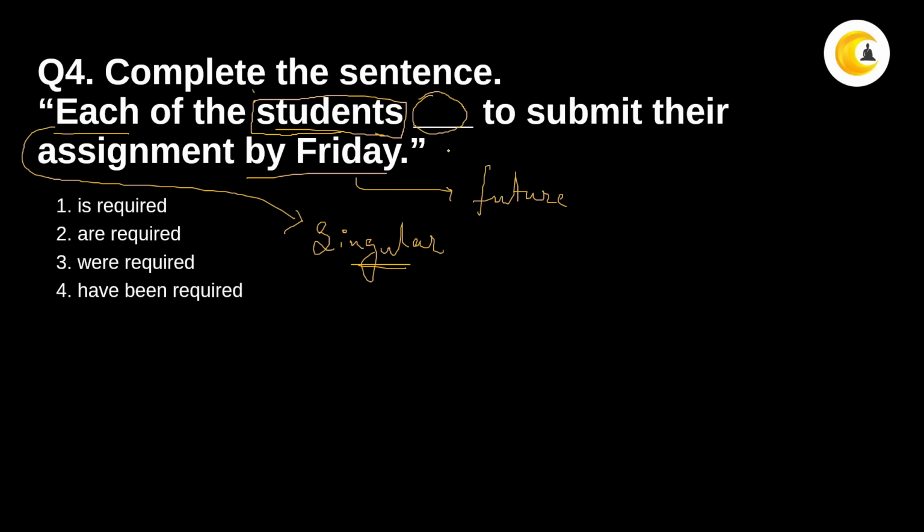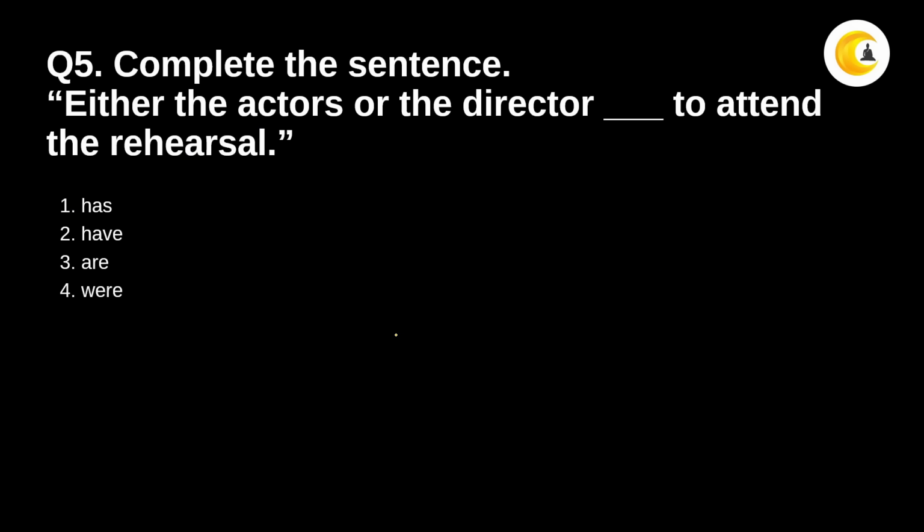First, it has to be in singular form. So if you see, are is plural, were is plural, have is definitely plural. So what is left is one. So it has to be is required. All right. So your answer is option number 1. Each of the students is required to submit their assignment by Friday. Right. Moving ahead to the next one.